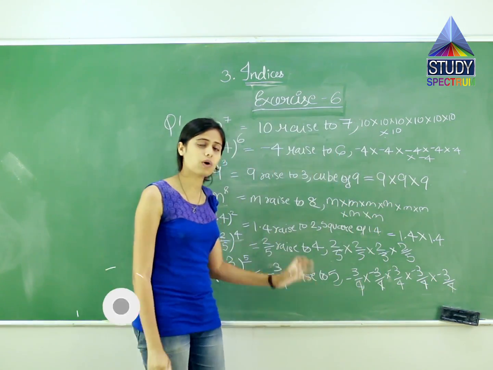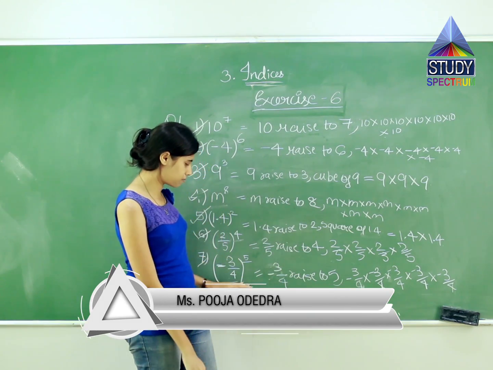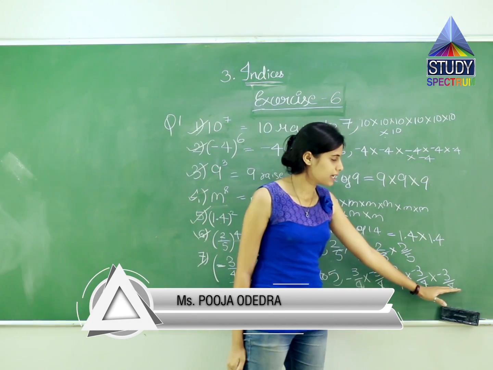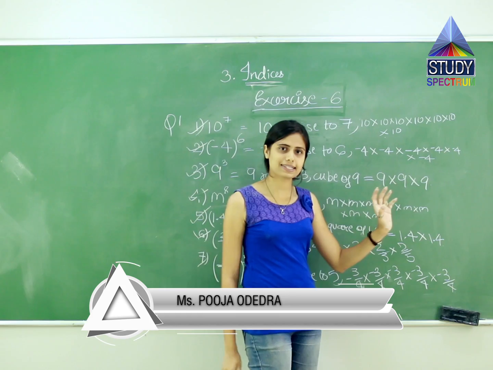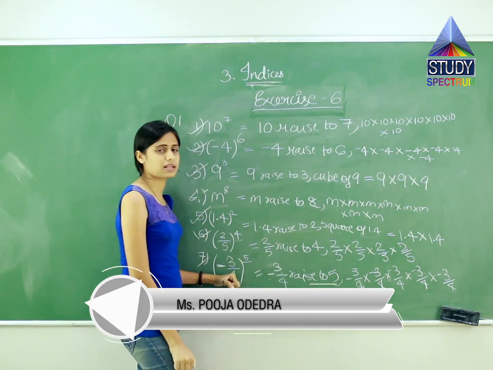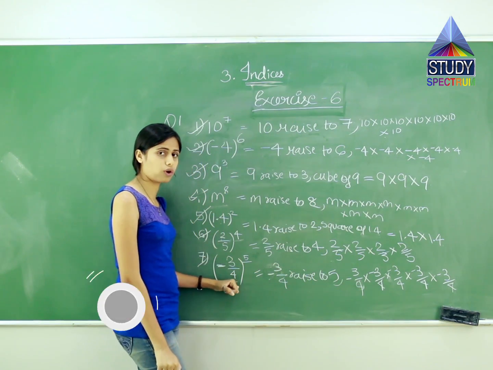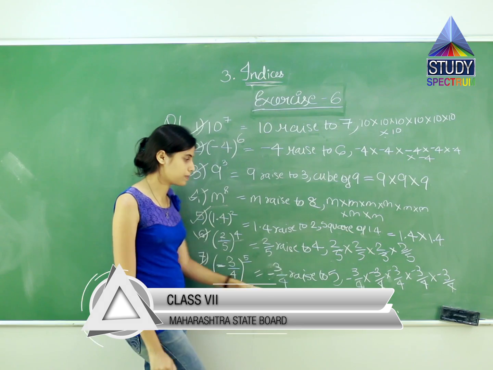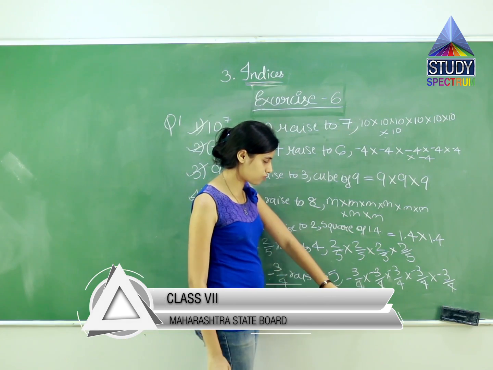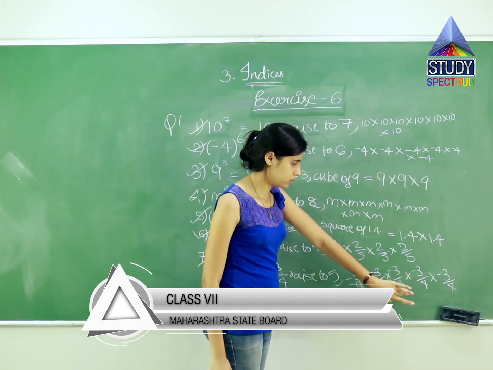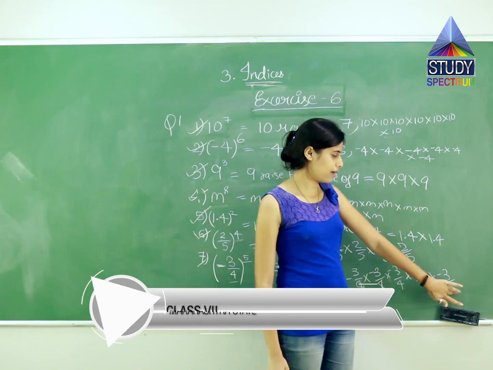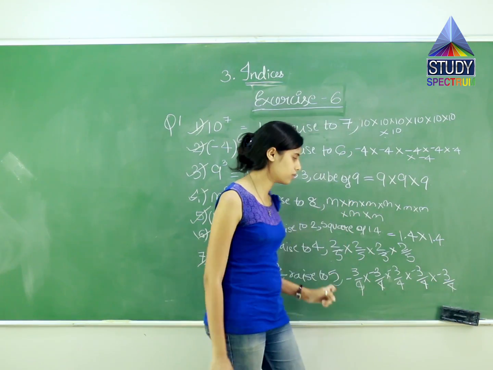So clear with this what we have done? We have written this base. How many times? The number given in the index, index times. So over here this was the base, which is minus 3 by 4, which is to be repeated 5 times. That only I have done. See, this is 1, 2, 3, 4 and 5. I have repeated 5 times with a negative sign.